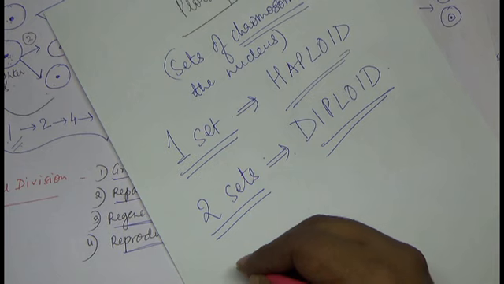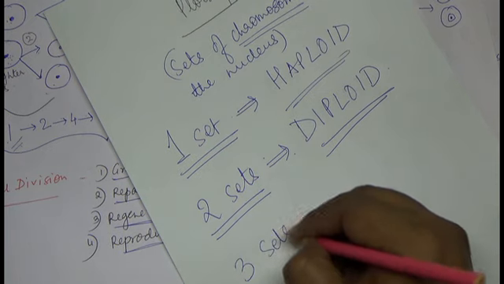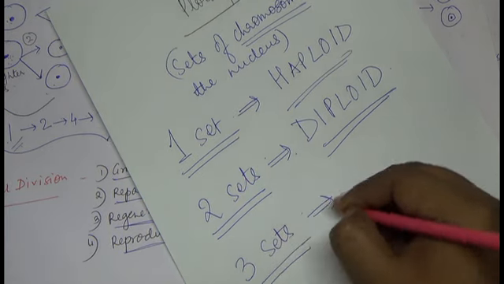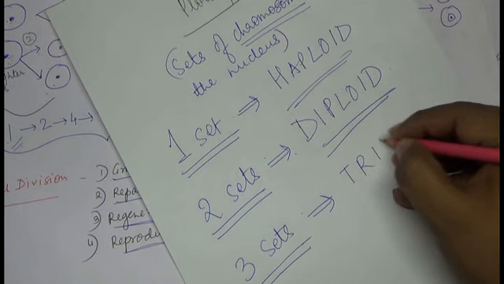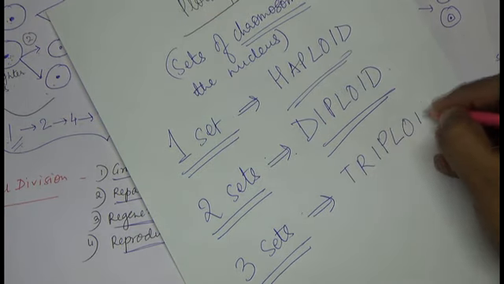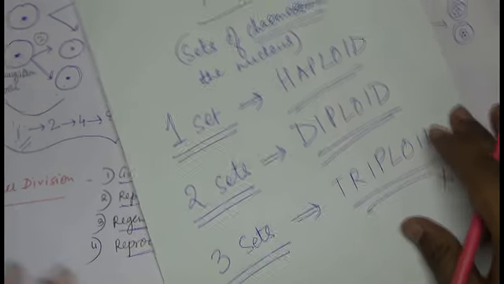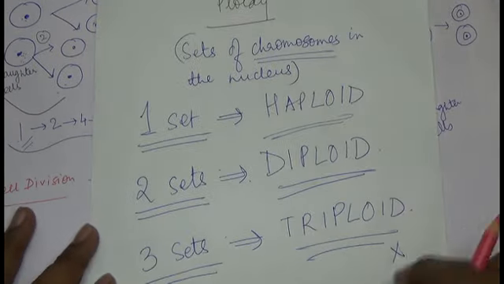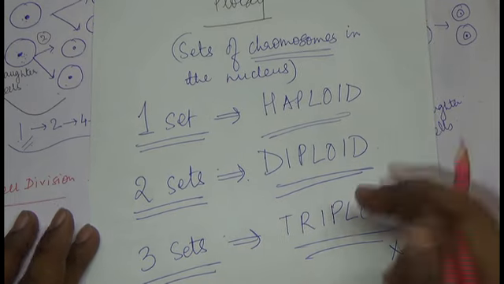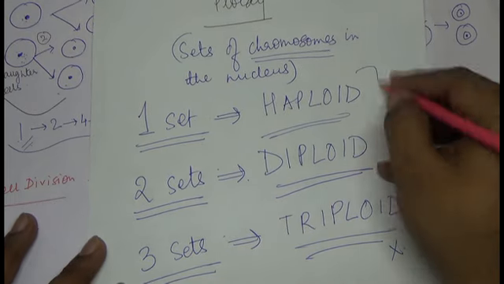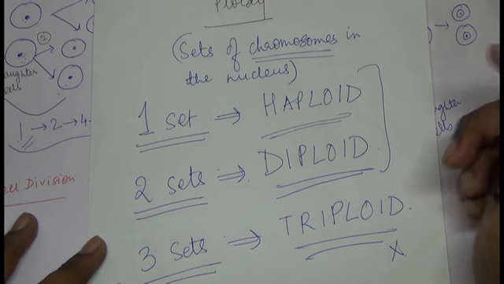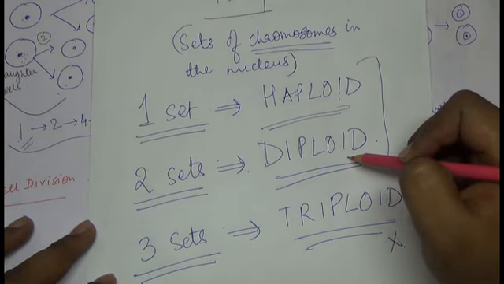Fine, haploid and diploid. Similarly, if we increase and make it 3 sets, what do we have? We have the term triploid. Fine, we will not be dealing with the term triploid in this chapter. We have this in plant physiology, plant fertilization, but we'll be very frequently dealing with the terms haploid and diploid.